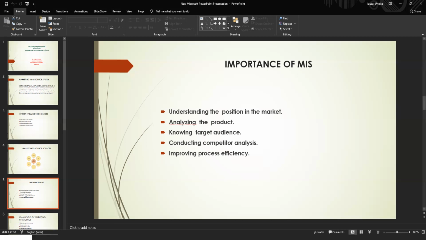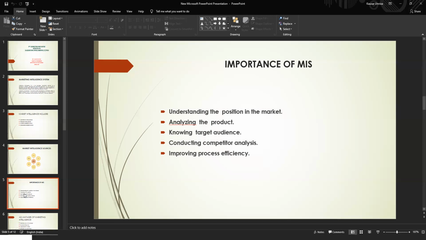It gives detailed information regarding the overall market scenario, which enables us to make informed decisions about where we have to focus our resources. And with the help of this, it becomes very easy to see where our position is, or where we stand in the market.